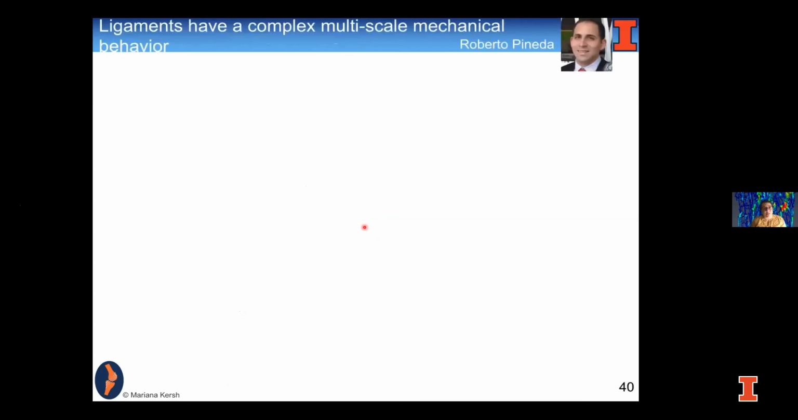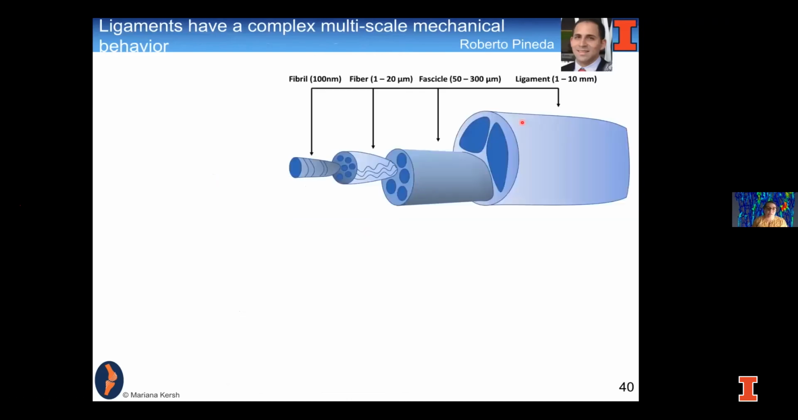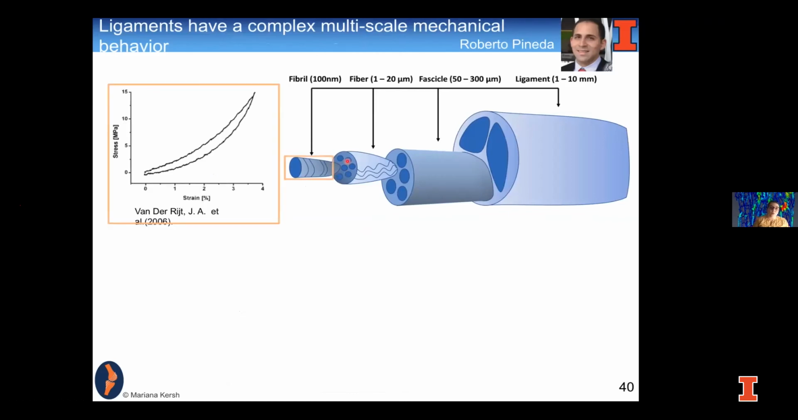And this is where a student in our lab, Roberto Pineda, has been working to understand the complex multi-scale behavior of ligaments. Many of us have seen this kind of diagram showing the different multi-scale structures that exist within a ligament or tendon. And what we know when we look at the stress-strain curve of these tissues is that they exhibit nonlinear behavior, characterized as a J-shaped curve.